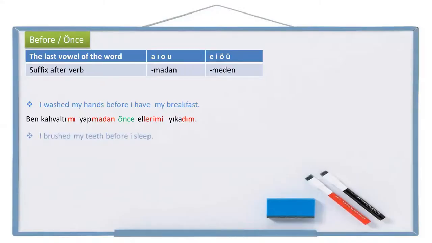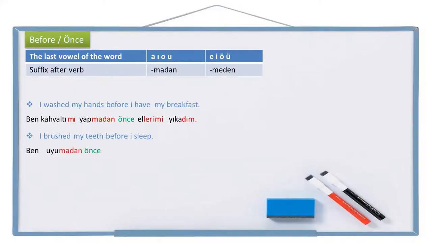Let's make one more example. Be careful. I brushed my teeth before I sleep. Let's write the person pronoun I first, ben. Now I need to write before I sleep, but I'm going to change their places. First I will write sleep, uyu. Then I'm going to write before, önce, and I'm going to compound them with the suffix madan, uyumadan önce. Before I sleep, uyumadan önce.